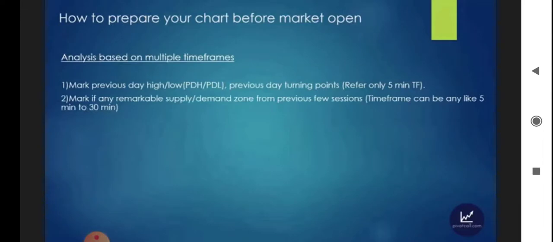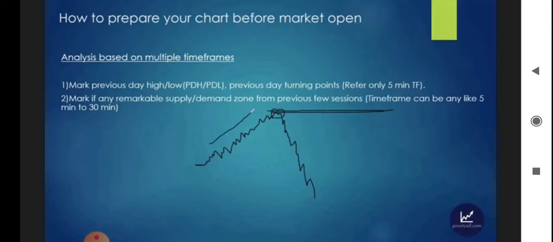Next one is about the supply and demand zone. What is the supply and demand zone? Supply and demand zone is nothing but where market turned from bullish to bearish or bearish to bullish. Suppose you see that Nifty is going up, very bullish for the last 1 week. It is going up every day, and suddenly one fine day it crashed. Suddenly it crashed. This is your supply zone. This is where market crashed, right?